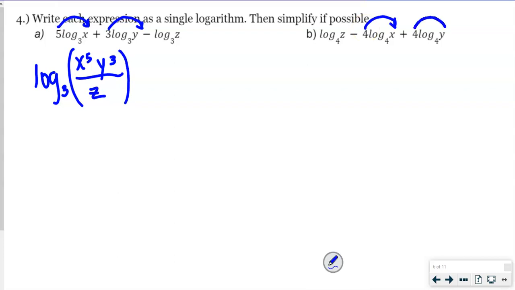So on our next one, again, we're going to move that to be our exponent. Our coefficient is going to become our exponent, right? So now we've got a log base 4 of our z on top, right? Then we've got x to the 4th on the bottom, and then we have a y to the 4th on top. Again, remember, if it's positive, it's going on top. If it's negative, it's going on the bottom. Okay?